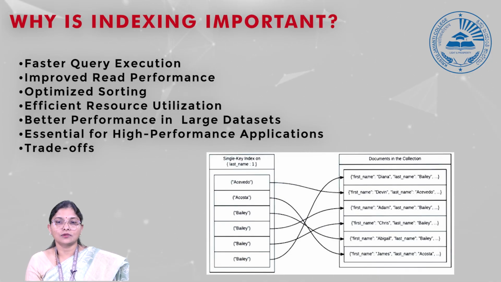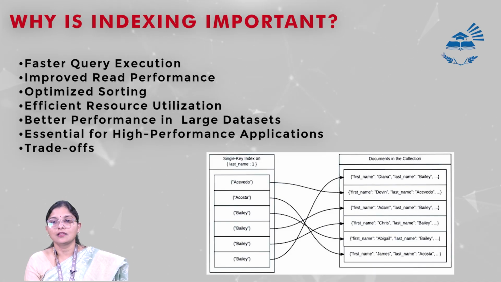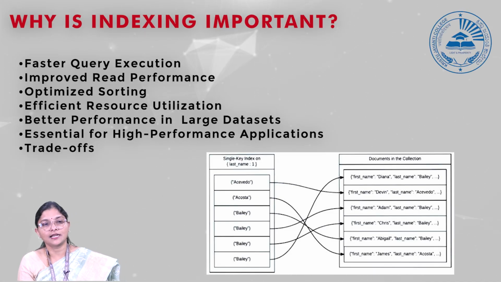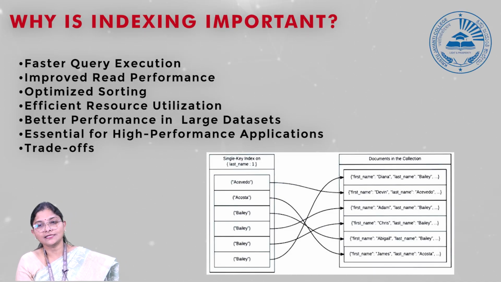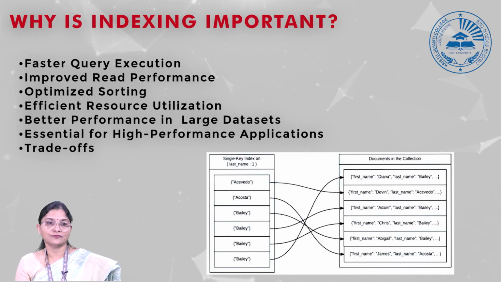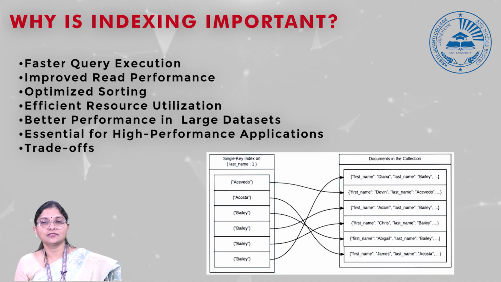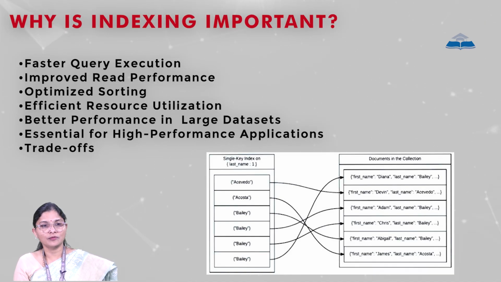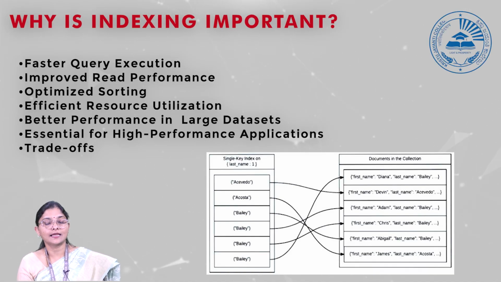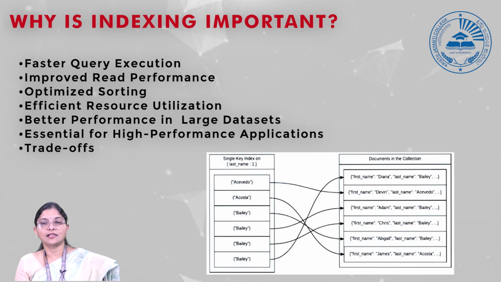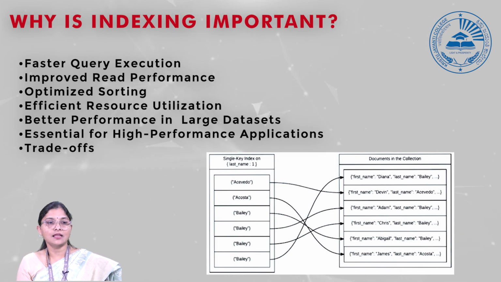Queries with a sort benefit from indexes, as they allow sorting without scanning the entire database. For example, if an index exists on the price field, sorting products by price is much faster. It also reduces CPU and memory usage by limiting the number of documents MongoDB needs to process, and it helps in maintaining smooth database operations with large-scale applications.